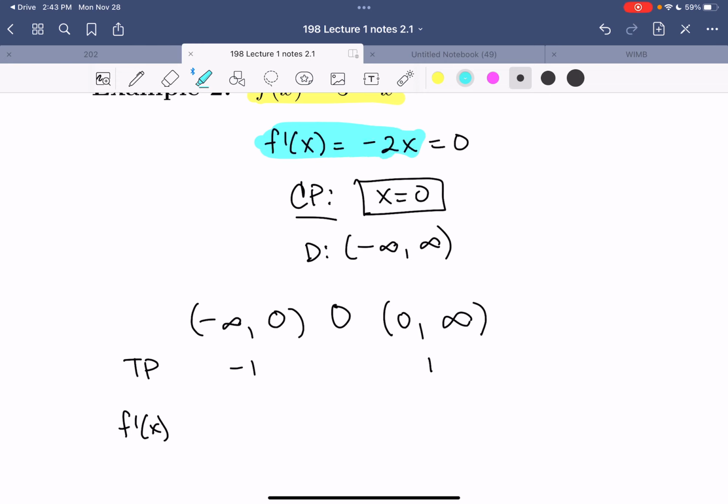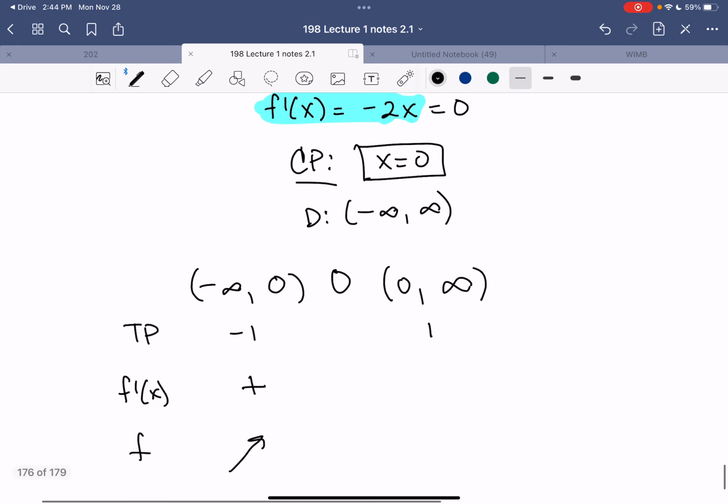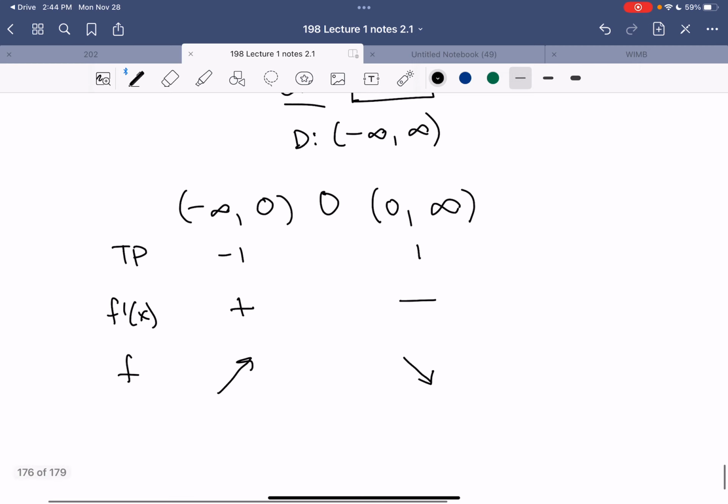So if I plug a -1 in for that x, then -2 times -1 is a positive answer. Now, I don't even care what the number is here. I just need to know that that is positive, and that tells me that if the first derivative is positive, then the function is increasing. I like using symbols here because it creates a visual for you. So from left to right, I'm going up. Now on the other side, I'm plugging in a 1. So if I plug in 1 for the x in my highlighted function, then 1 times -2 is negative. So I'm going to have a negative answer, and it's going to decrease.